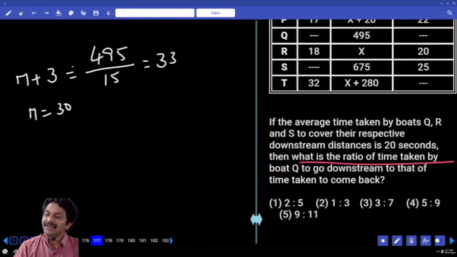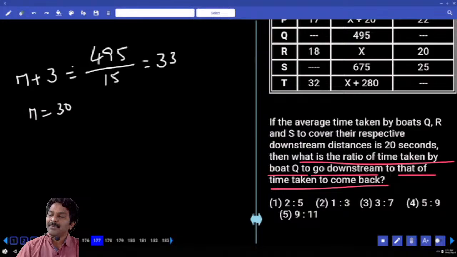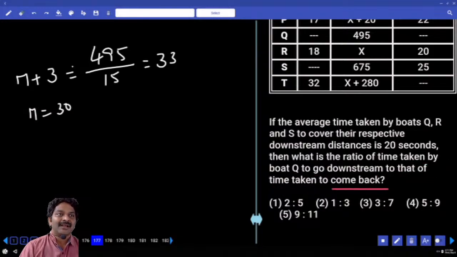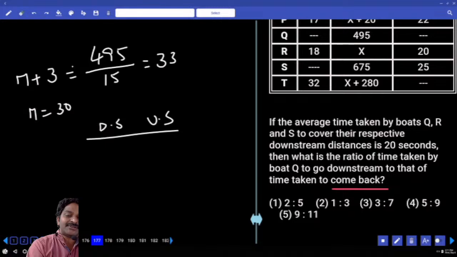What is the ratio of time taken by boat Q to go downstream to the time taken to come back? Coming back means the return direction, which has to be upstream. So you already know the downstream speed and the upstream speed. How much is the downstream speed? 33. Upstream is M minus S, which is equal to 27.